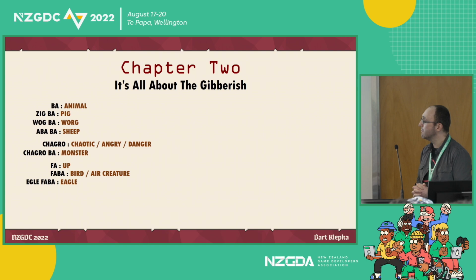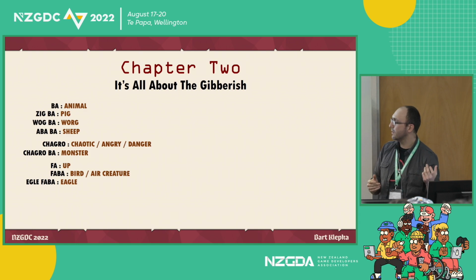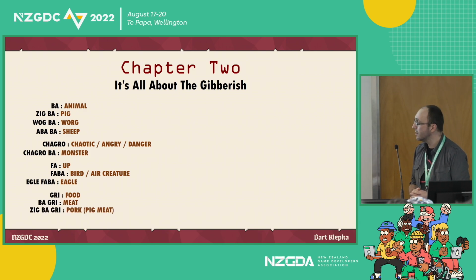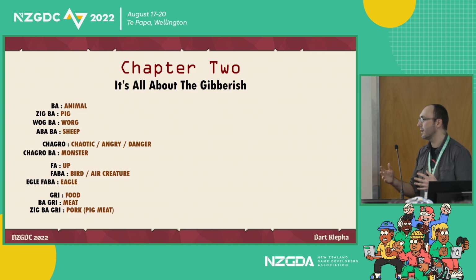Fa means up, because I said so. And so fa-ba means up animal, or air creature, bird. And again, like with the animals, for a more specific bird or air creature, you just have a prefix, like eglefaba, something along those lines. Gri meant food. What type of food? If it's meat, bagri, animal meat. If you want a more specific meat, zigbagri, pork.